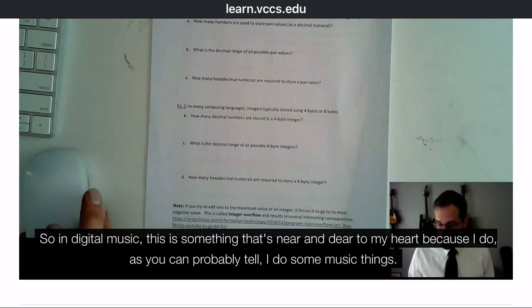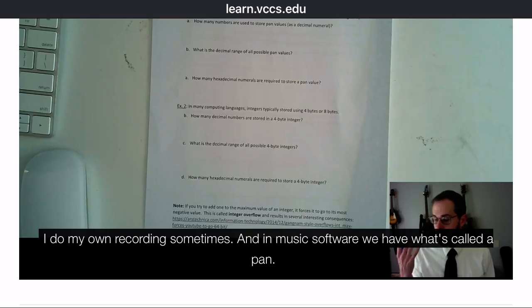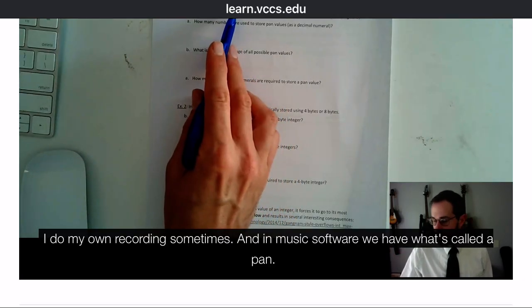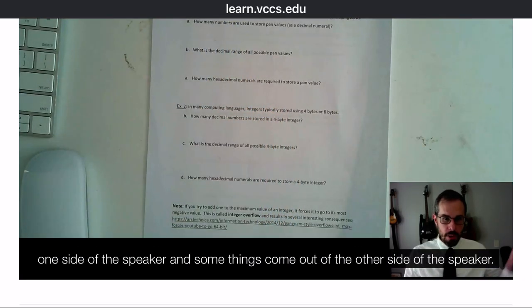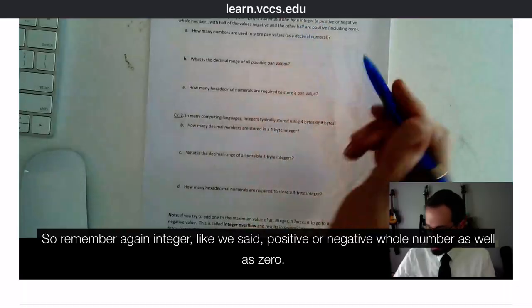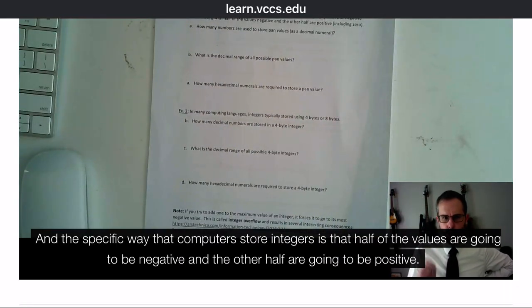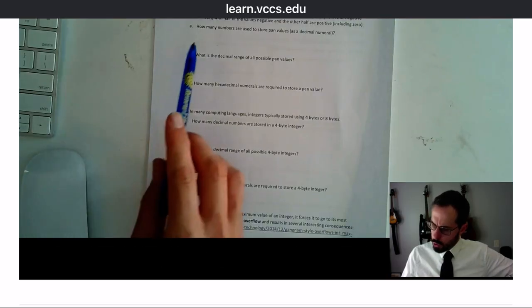So in digital music, this is something that's near and dear to my heart, because I do, as you can probably tell, some music things, I do my own recording sometimes, and in music software, we have what's called pan. So you might notice this when you're listening to music, that some things come out of one side of the speaker and some things come out of the other side. That piece of information is stored digitally in the computer as a 1-byte integer. Remember again, an integer is a positive or negative whole number, as well as 0. And the specific way that computers store integers is that half of the values are going to be negative and the other half are going to be positive. That's going to include 0, by the way.